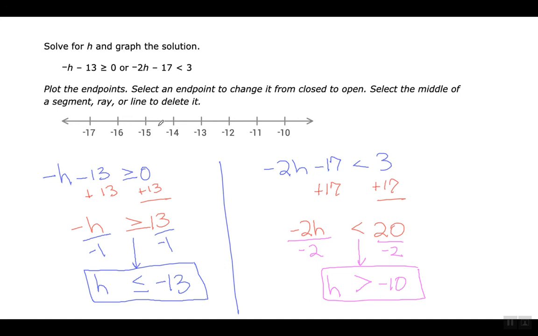Alright, now I'm going to graph it. So h is less than or equal to negative 13. Or h is greater than negative 10.